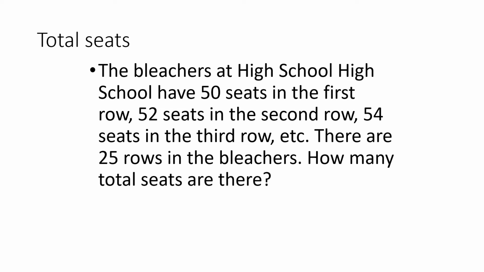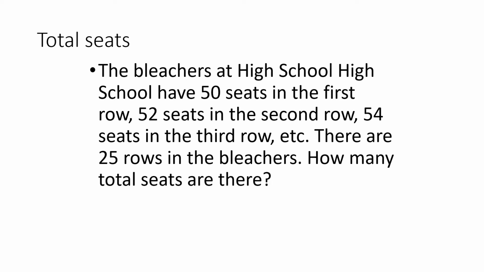All right, in this problem, we want to know how many seats there are in the bleachers at high school. High school. It's a very unique name, high school. It says that there are 50 seats in the first row, 52 seats in the second row, and 54 seats in the third row, and so on. There are 25 rows in the bleachers. How many total seats are there?